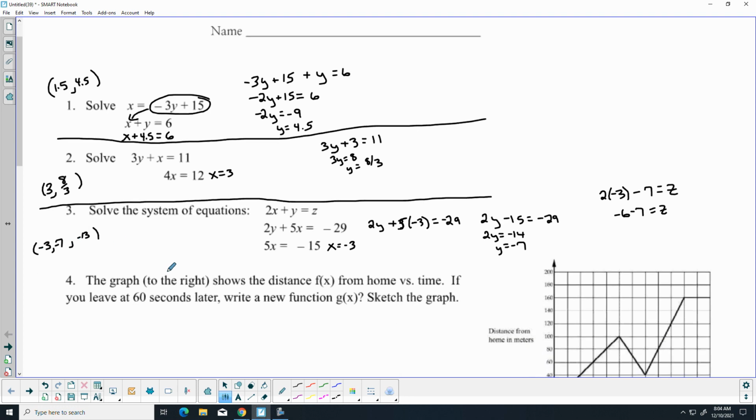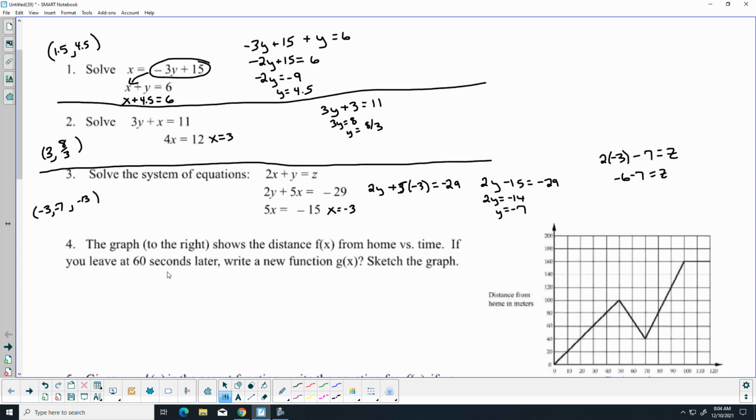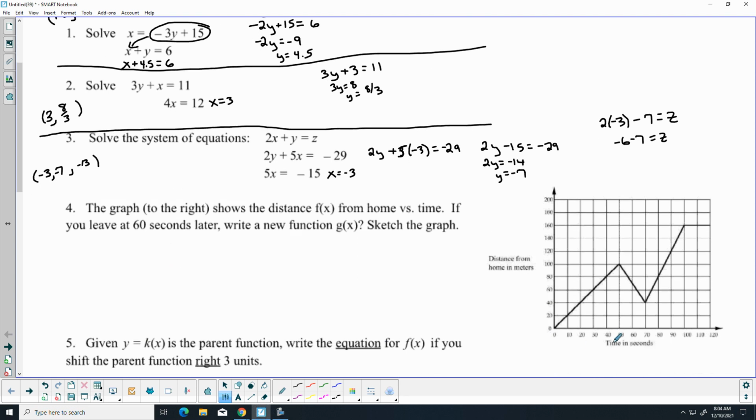All right, the graph to the right shows the distance from home versus time. So we've got time and distance from home. If you leave 60 seconds later, write a new function, g of x. There's not supposed to be a question mark there. And then sketch the graph. Well, this is our function f of x. Our new function, g of x.